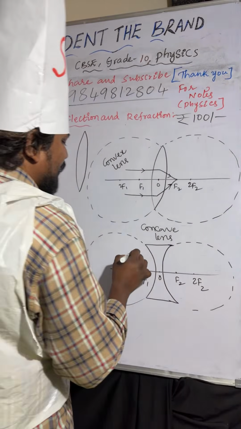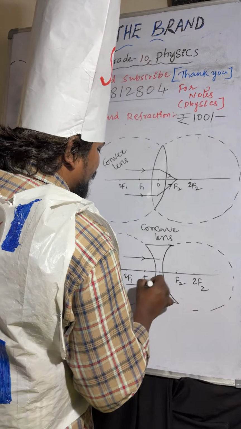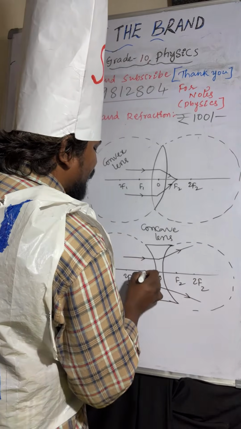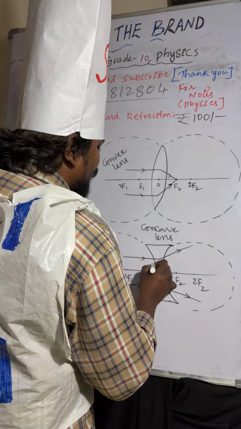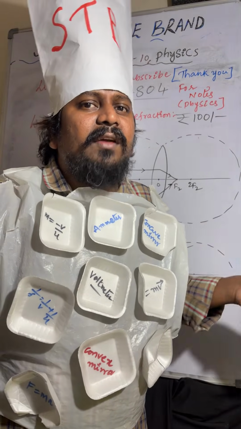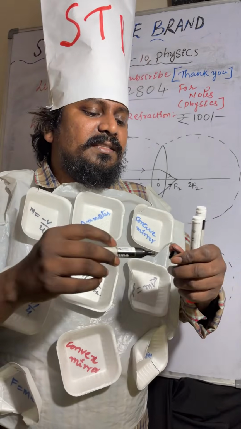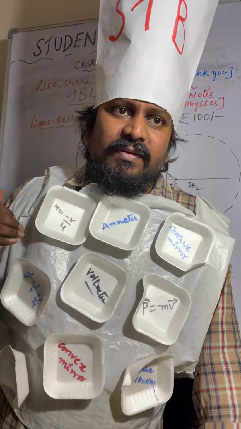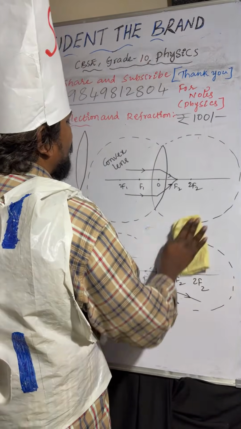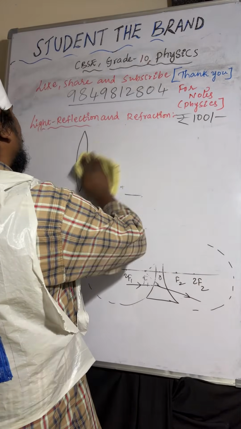Whereas in the concave lens, here you can observe, after refraction, the rays are moving away from each other, by extending this, by extending that one. So concave lens is also known as diverging lens. Convex lens is also known as converging lens. Okay, so now we will draw the ray rules of concave lens and convex lens.